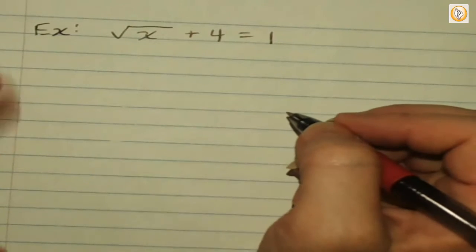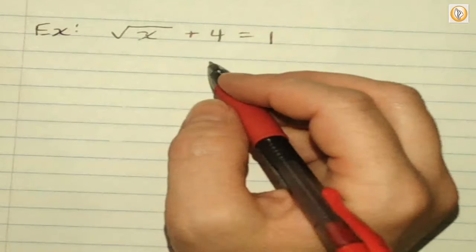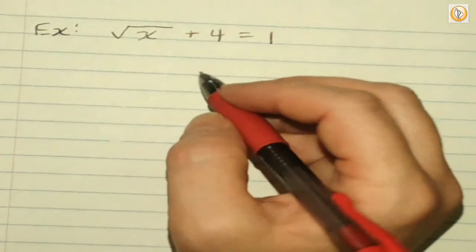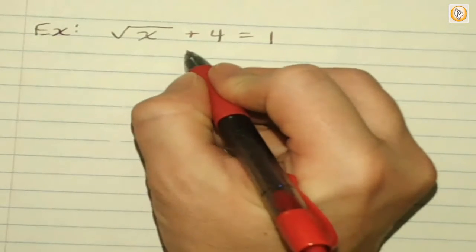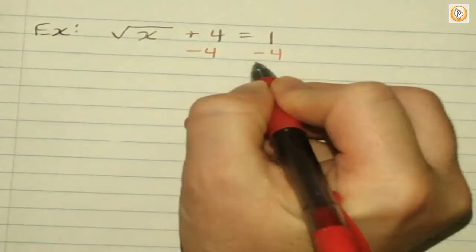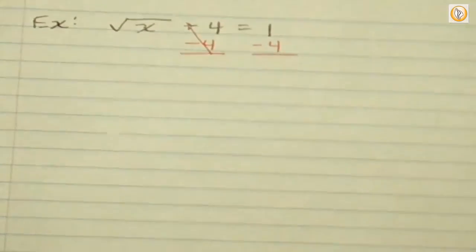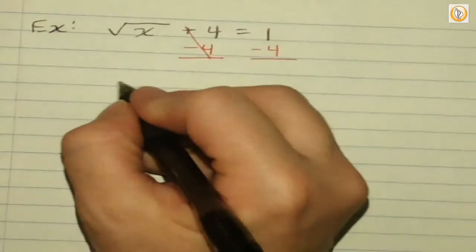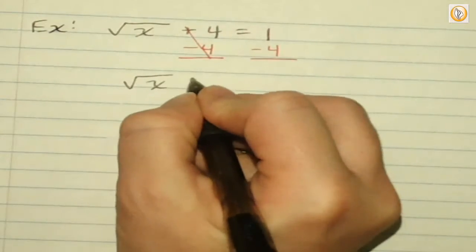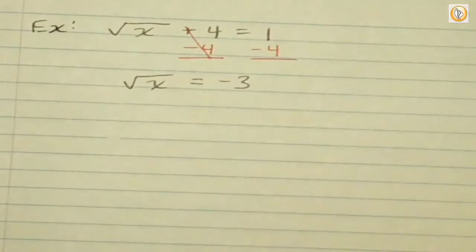Yes, very good. She's going to get rid of the 4. Do you see that? Look up here. Do you see she's getting rid of the 4 first? And we do that by subtracting. Y'all should be able to do that in your sleep now. And I'm left with radical x equals negative 3.